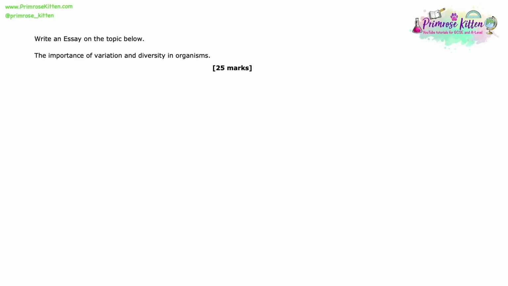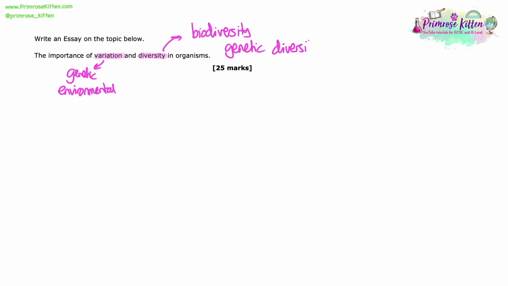So our first essay question is the importance of variation and diversity in organisms. So my first thought when I see variation is genetic and environmental, the 2 different types of variation. My first thought when I see diversity is biodiversity and then maybe genetic diversity. So these are my 4 main points that sprung to mind. Then think about what I can expand on these, to give myself some actual topics in detail to talk about.